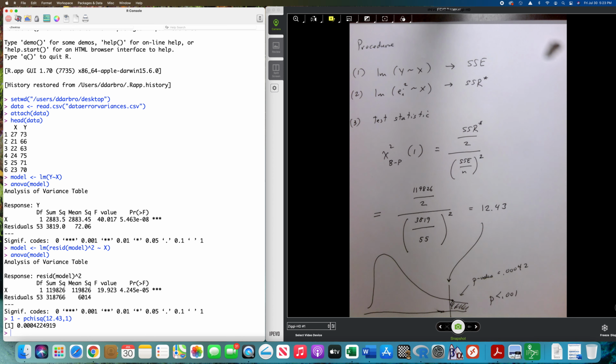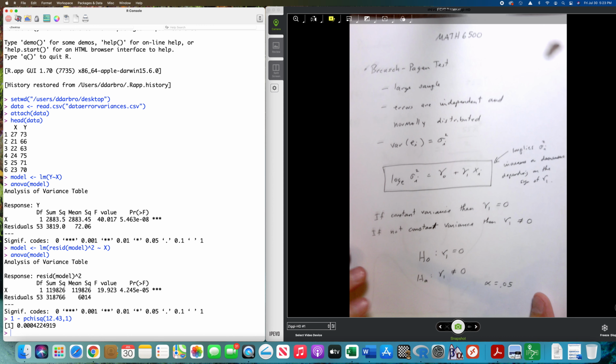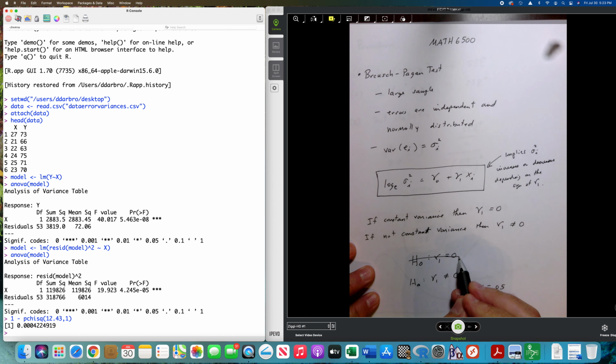So we have statistical significance at the 0.001 level. So what we would do is reject the null and conclude that the slope is not 0, and therefore we would conclude, just like we found with the Brown-Forsyth, that we cannot assume constant variance. All right, so I think you find that this is a lot more straightforward.